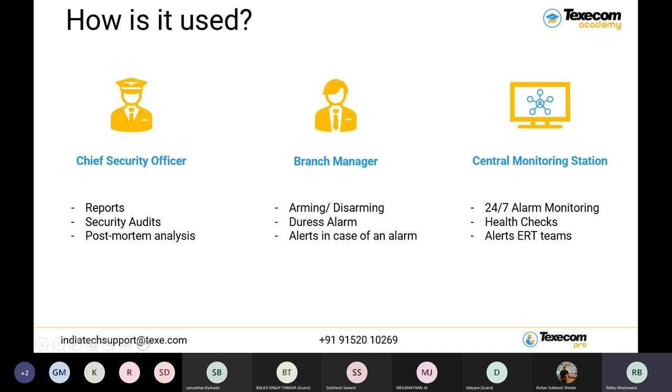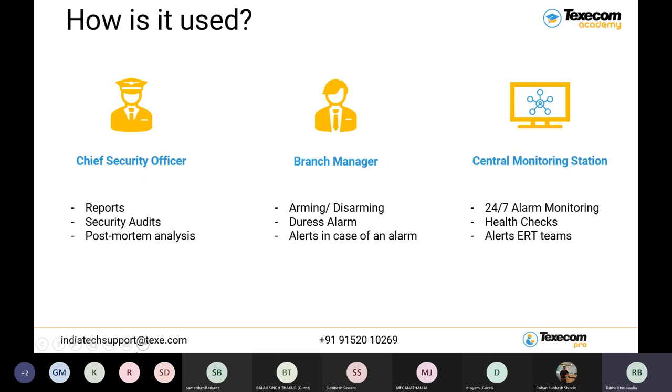Then we have central monitoring stations. As I have told you, in the BFSI, the CMS, the central monitoring station, is one of the very important features which should be there whenever we have an IDS system in the banks. So what do we mean by CMS? These are 24/7 alarm monitoring software which monitor all the branches in any particular region, or in any particular city, or maybe a number of cities. All the branches can be monitored at one particular location, and that is called a central monitoring station, right?